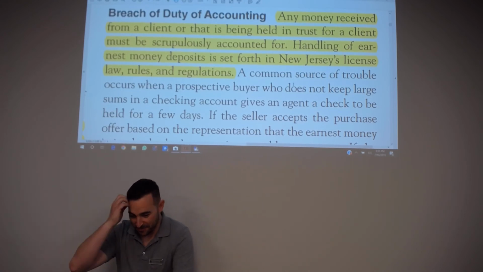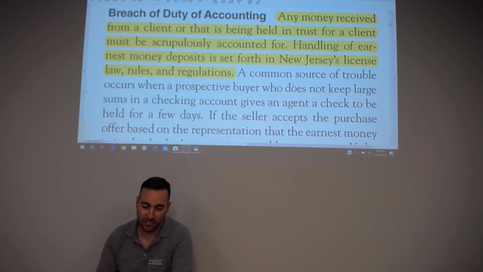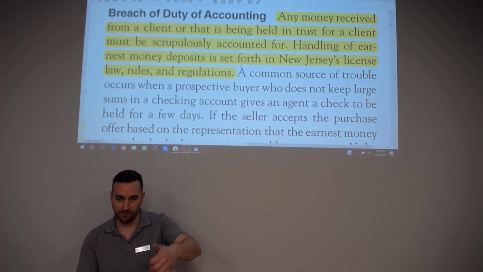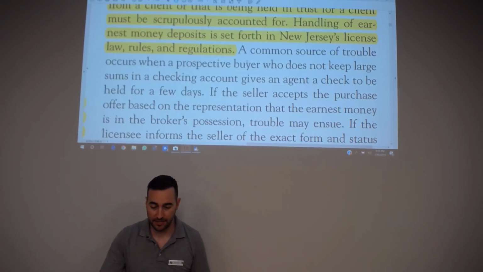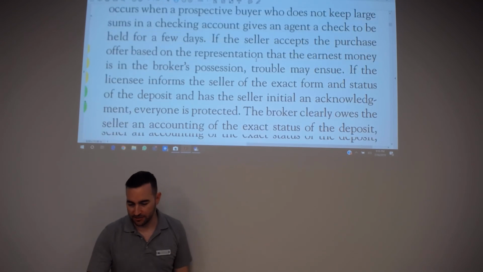All right. Breach of duty of accounting: any money received from a client that is held in trust for a client must be scrupulously accounted for, and handling of earnest money deposits is set forth in New Jersey license law, rules, and regulations. So previous chapter, you said you got 5 business days to deposit the money, right?